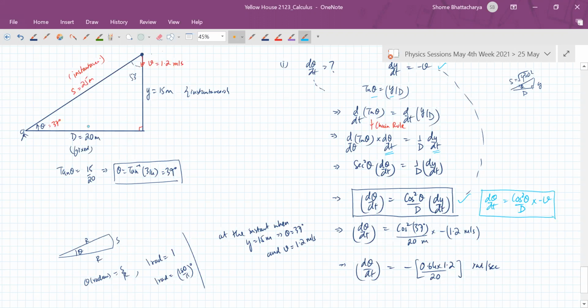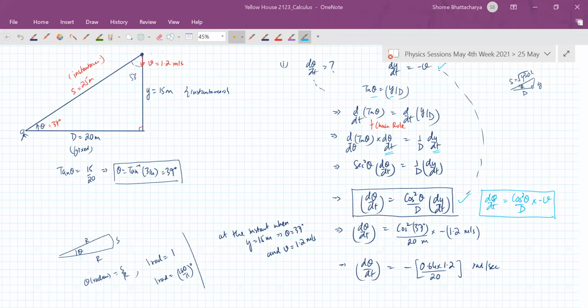So at this particular instant, theta is 37, so I replace it with that. Capital D is of course fixed at 20 meters. And at this particular instant, the value of v is 1.2 meters per second. So I've substituted these values here. On substituting those values, I'm getting the instantaneous value of d theta by dt, which I think will come out to be minus 0.038 radians per second.